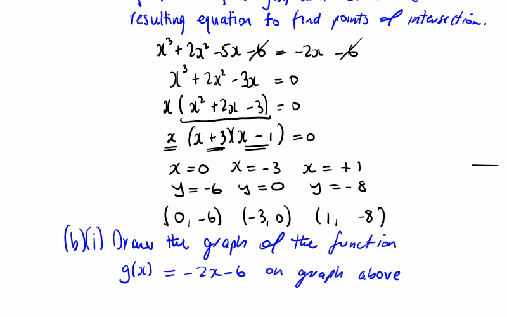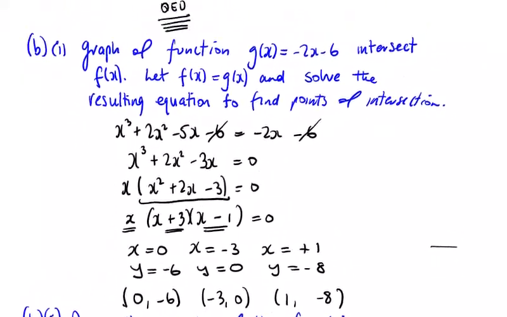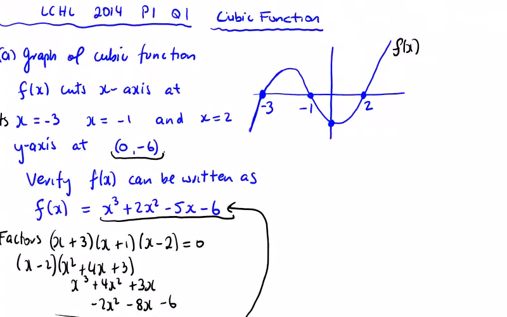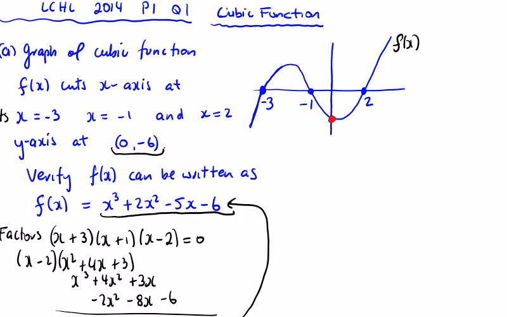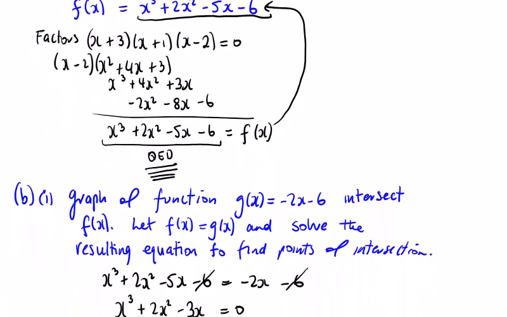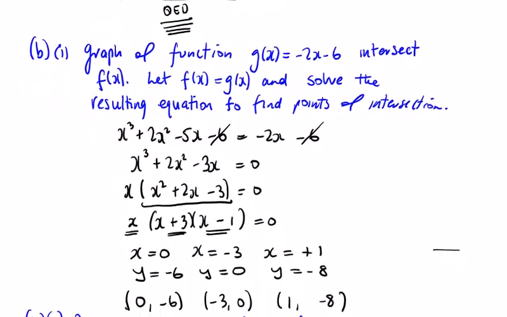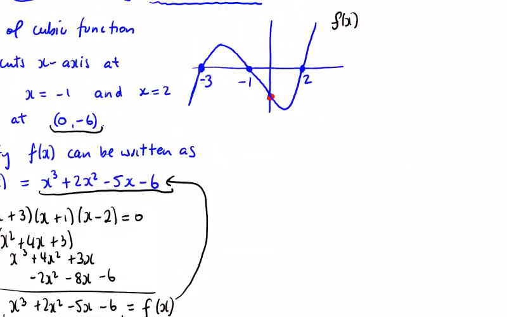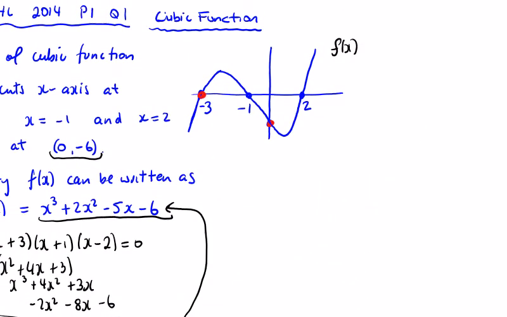B part 2, we're asked to graph the function g of x on the graph above. So you're given an accurate graph, (0, minus 6). I'll do it in red. (0, minus 6). We also have (minus 3, 0) and (1, minus 8). So it came down approximately to about here. I just have to change the graph to fit that point in.